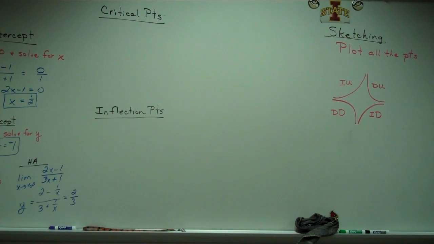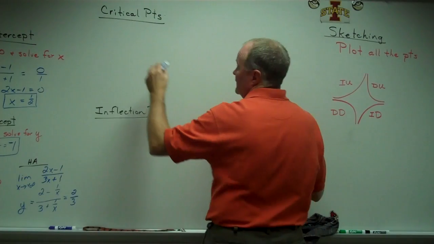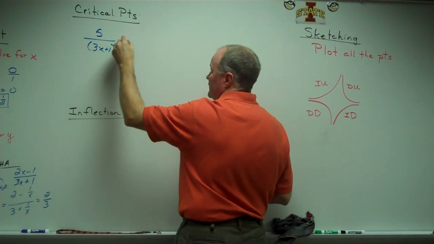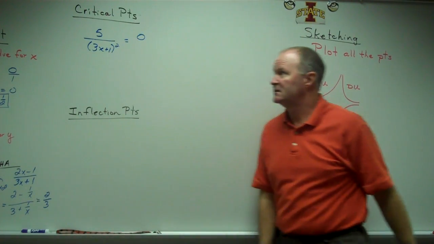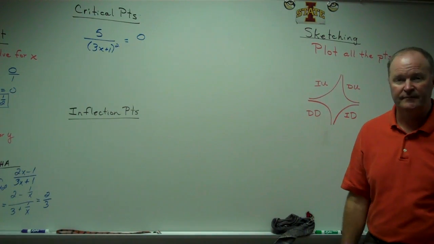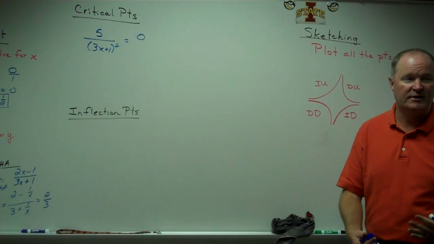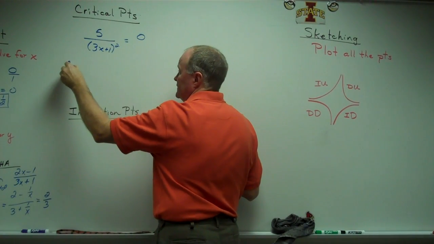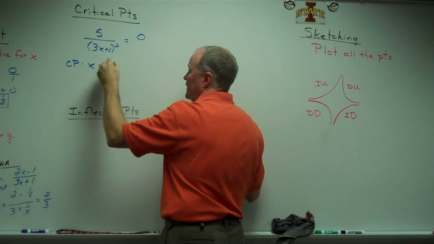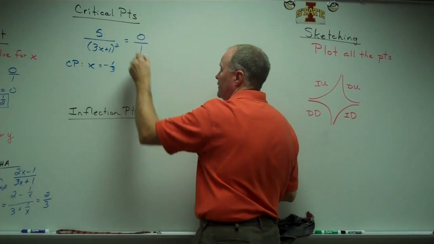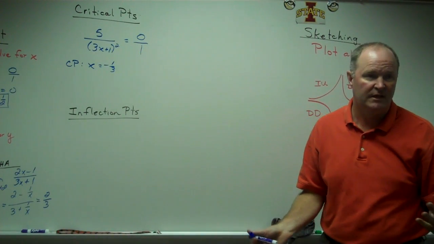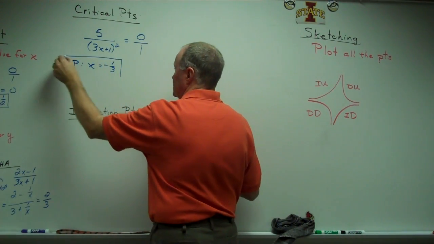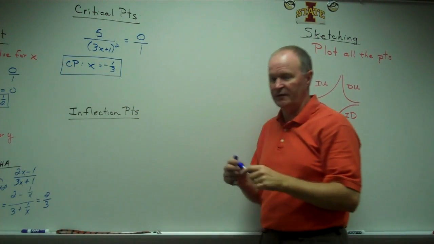So taking the first derivative, which is 5 over (3x + 1) squared. Set it equal to 0. But I also have what to look for? It's a fraction, so I've got to watch out for anything that blows it up. Anything that blows it up, and that is negative 1/3. If I set it equal to 0, what do I get? Nothing, right? 5 equals 0. So the only critical point is x equals negative 1/3.